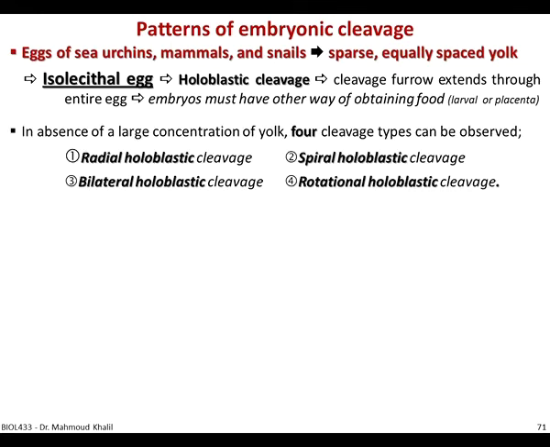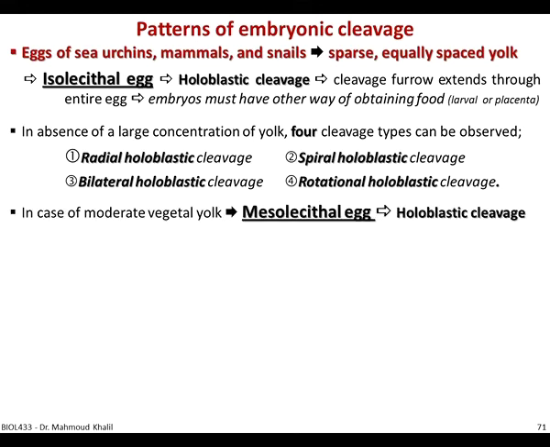So holoblastic cleavage can be divided into four other types of cleavage. Understand now that holoblastic means the whole cell will be completely cleaved. We have radial holoblastic cleavage, spiral holoblastic cleavage, bilateral holoblastic cleavage, and rotational holoblastic cleavage. These depend on the absence or very small amount of yolk, and these four types occur in different types of organisms. If you remember, we said one of the parameters that determine the pattern of cleavage is the timing and the location of the spindle fiber formation.